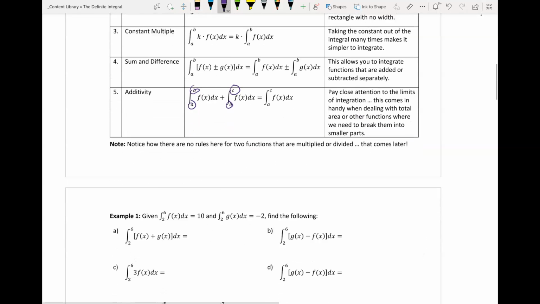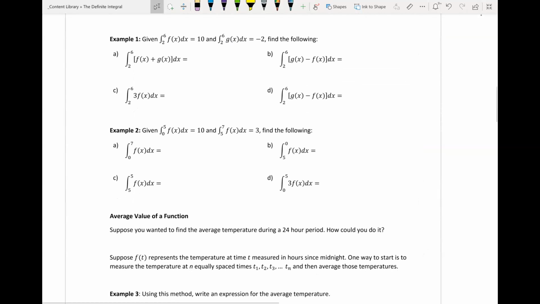Okay, so we're going to apply that with a few examples on the next page. We're given 2 integrals: the integral of f of x from 2 to 6, and the integral of g of x from 2 to 6. We know that the f of x one is 10, and the other one is going to be negative 2. So we're going to apply those 5 different rules to these examples.